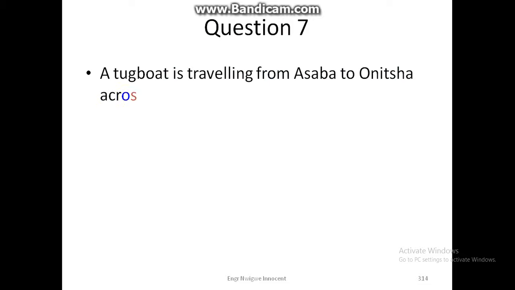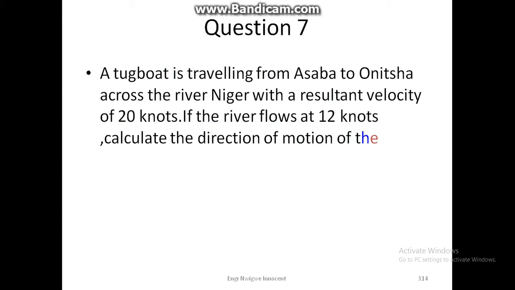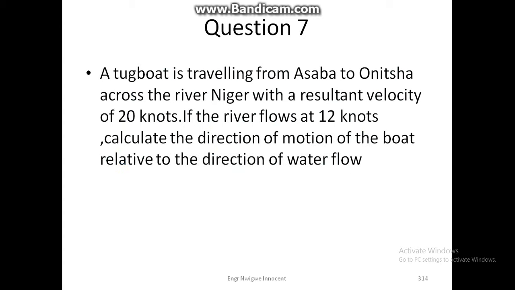Question 7. A tugboat is traveling from Asaba to Onitsha, crossing the river Nile with a resultant velocity of 20 knots. If the river flows at 12 knots, calculate the direction of motion of the boat relative to the direction of water flow. Solution.